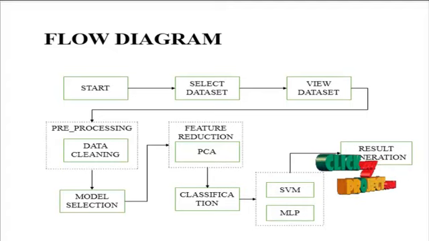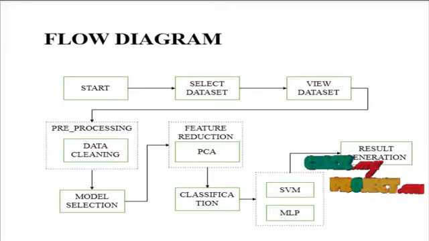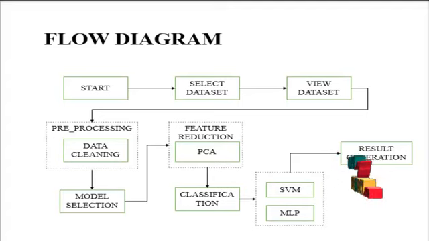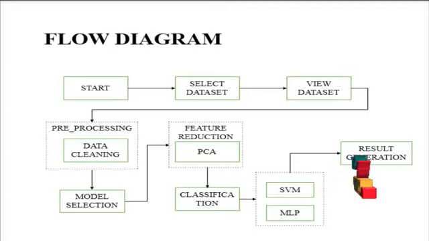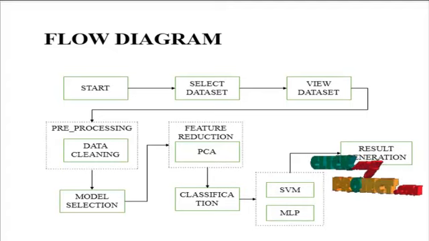In label encoding, all the string values are converted into binary values. Then it will apply the model selection. In model selection, the dataset is split into two sets, one is the training set and the other is the testing set. Then it will apply the feature reduction method. In feature reduction, we are using the principal component analysis algorithm, which is used to reduce the features from the dataset. Then it will apply the classification method.